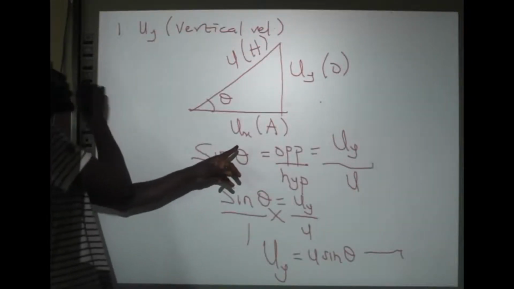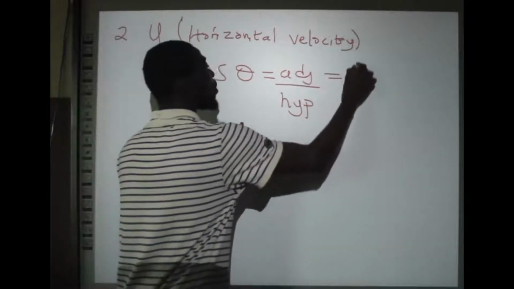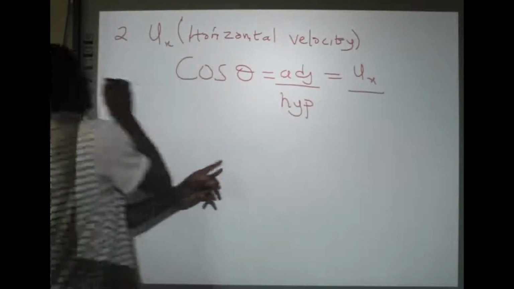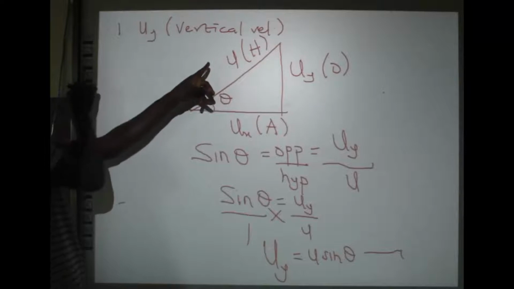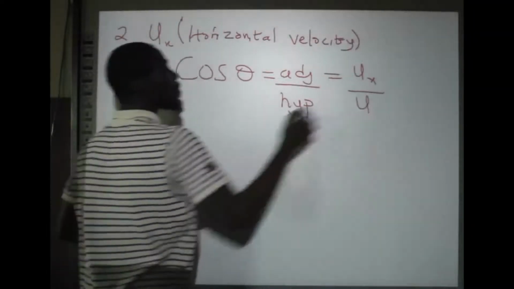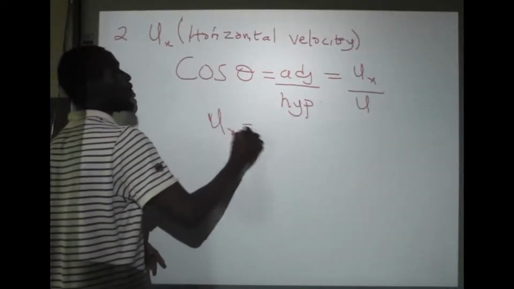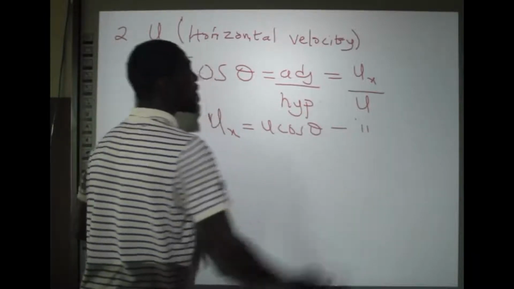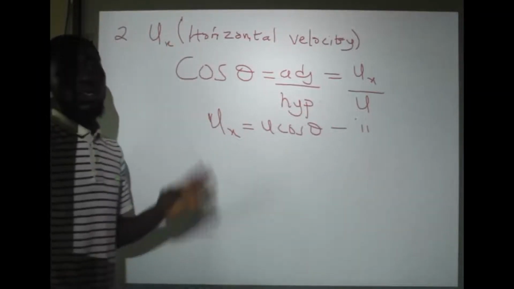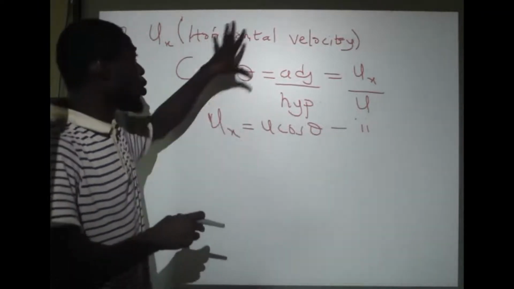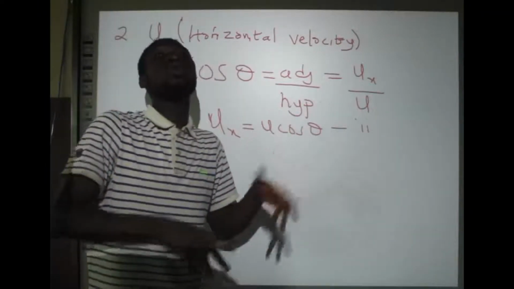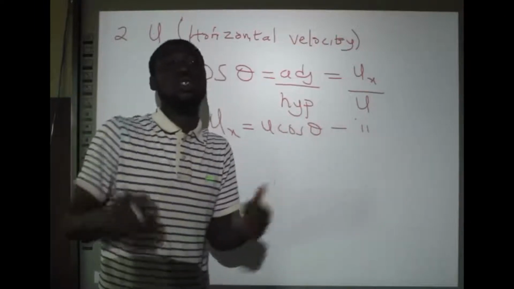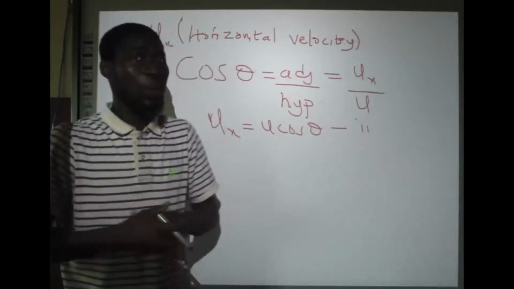So it implies that our cos theta will now give us ux all over the hypotenuse. The hypotenuse is u, so all over u. So it implies that our ux will now give us u cos theta. So this is the expression for calculating the horizontal velocity. It is this velocity that we now use as a yardstick to prove all other expressions as terms used in projectile.